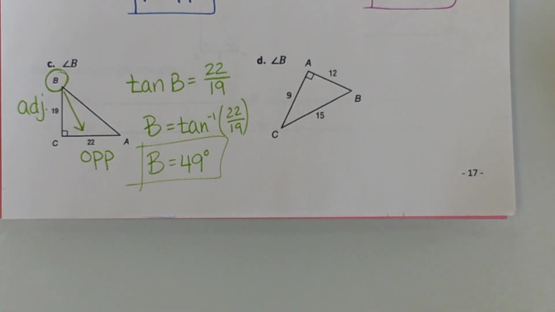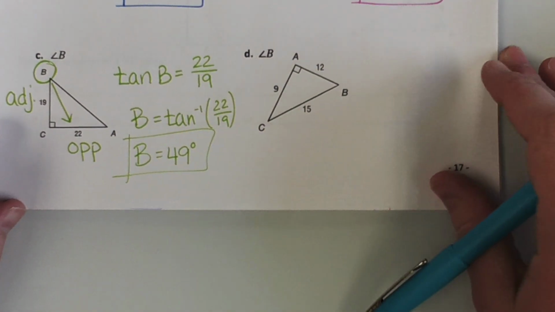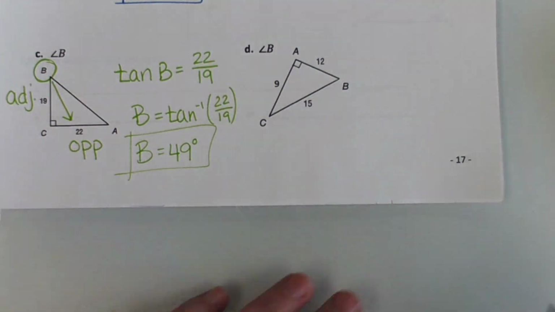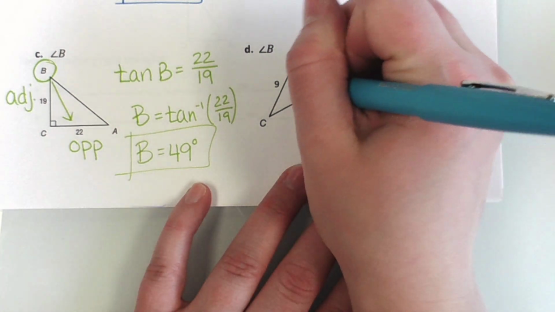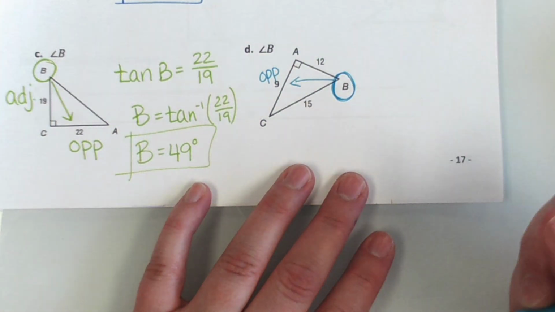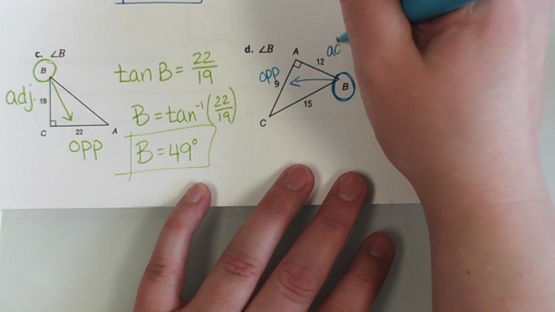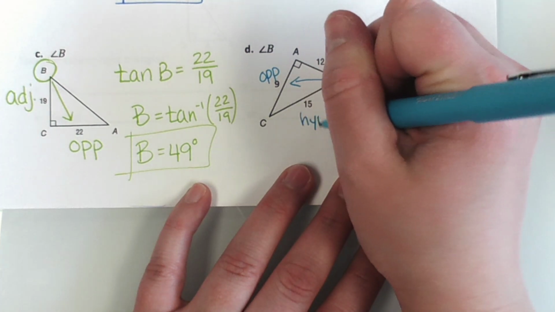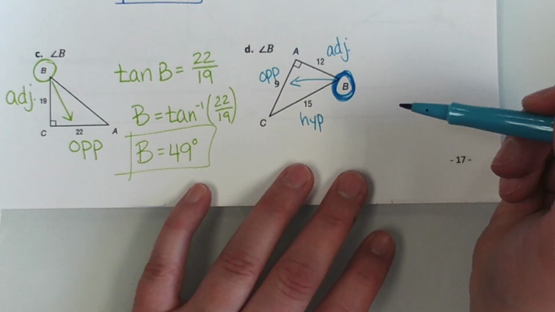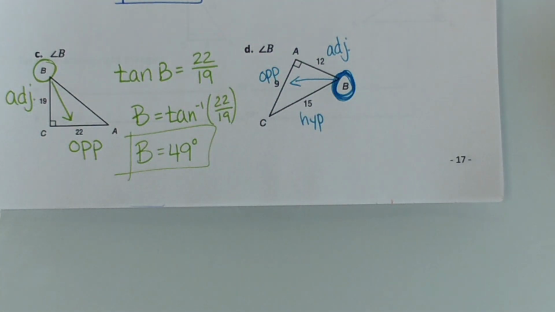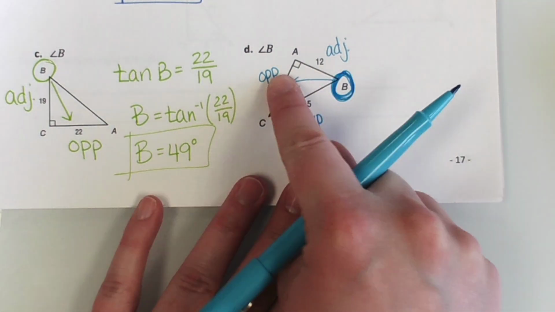Now there's one more problem on this page, and then on the next page we start to mix things together a little bit. What's the angle of focus? B. Which side's the opposite? 9. So it goes across. Adjacent? 12. Hypotenuse? 15. Hypotenuse is always across from the right angle. Angle of focus is always one of the acute angles. Either you know this acute angle or you're trying to solve for this acute angle. And you go across from it to get that opposite.